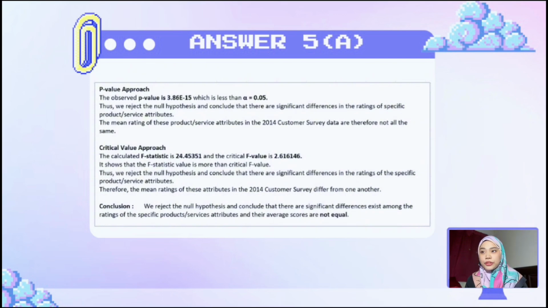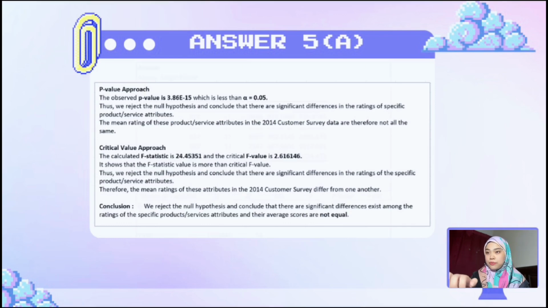For the critical value approach, the calculated F statistic is 24.45351 and the critical F value is 2.616146. It shows that the F statistic value is more than the critical F value. Thus, we reject the null hypothesis and conclude that there are significant differences in the ratings of the specific product or service attributes. Therefore, the mean ratings of these attributes in the 2014 customer survey differ from one another. The conclusion is that we reject the null hypothesis and conclude that there are significant differences among the ratings of the specific product or service attributes, and their average scores are not equal.